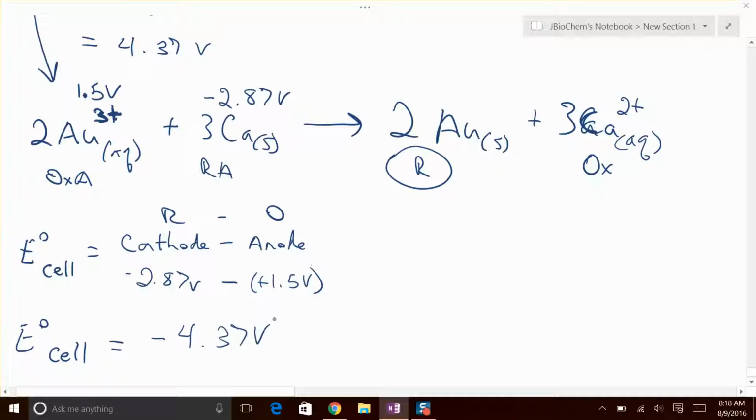4.37 volts, which is exactly the opposite direction, basically, right? So after all that being said, from the reaction we're given, we have to figure out what's being reduced. We can't just take the more positive.